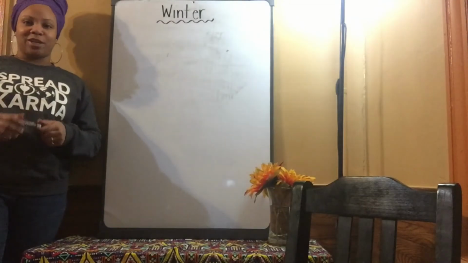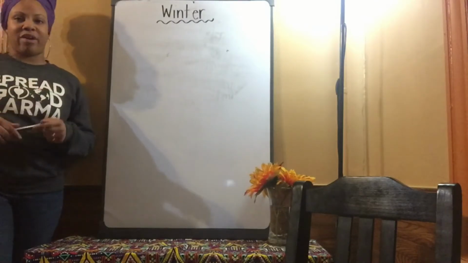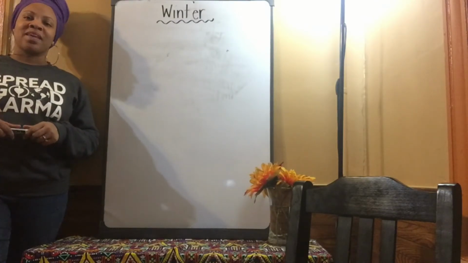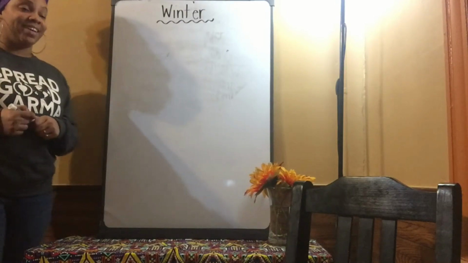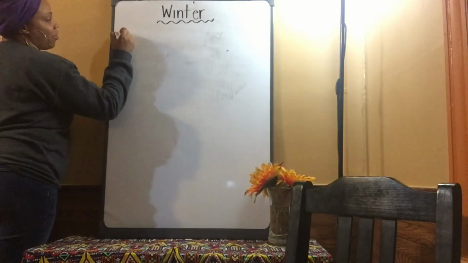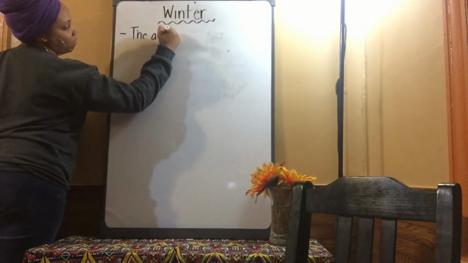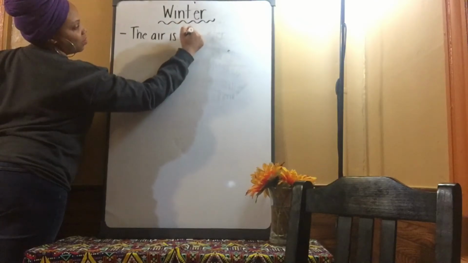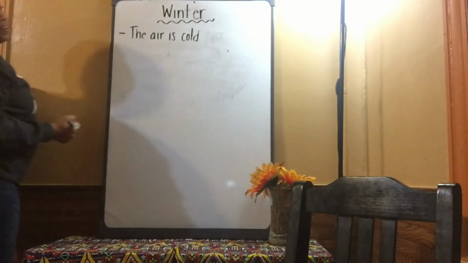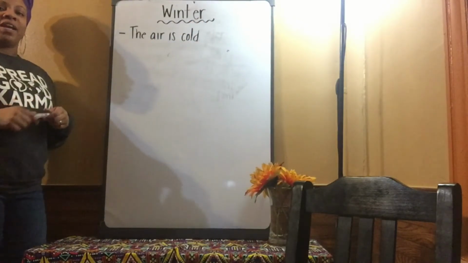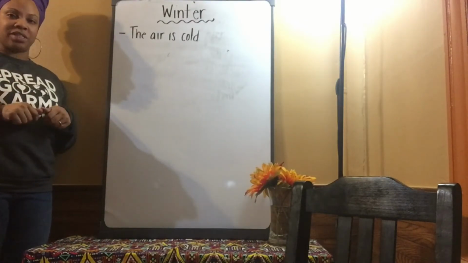All right, Congo Nation, we learned about our fourth season, which is winter. Now we want to add our information to our graphic organizer. So, Sister Olivia, how does the air feel in winter? Very good. The air is cold. Let's add that to our graphic organizer. In winter, the air is cold. All right, thank you, Sister Olivia. Good job. Now, what do we know about daylight in winter?